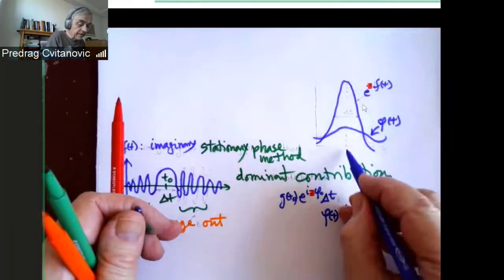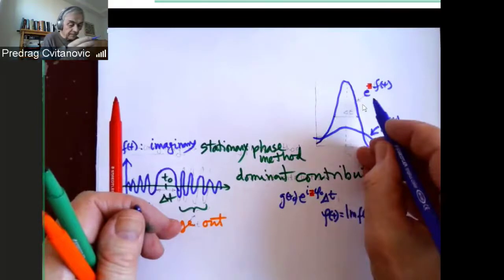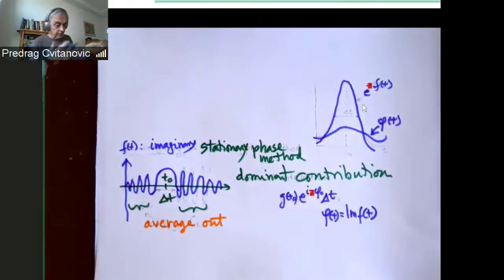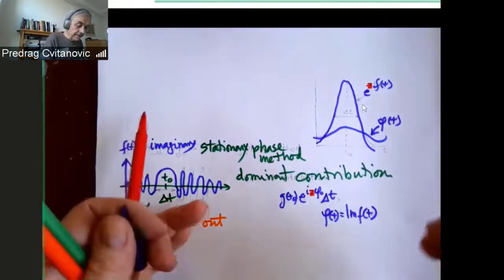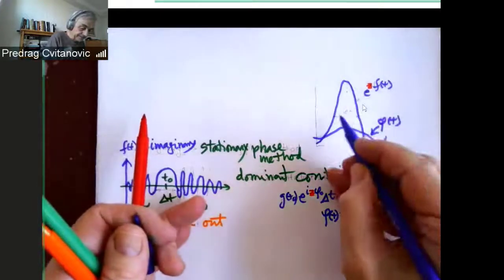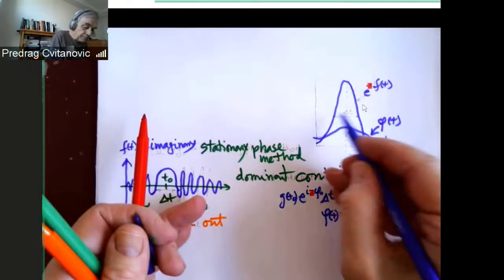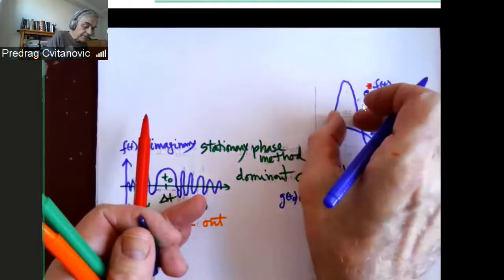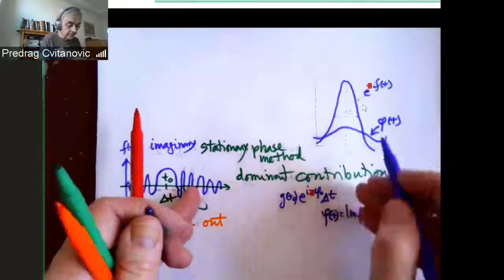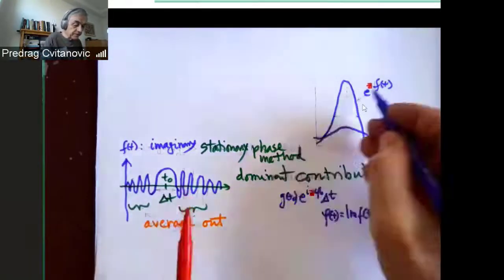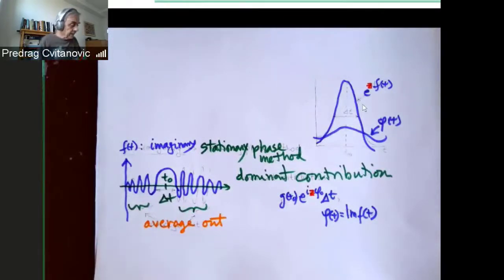If I'm at the maximum of the function, then z multiplying the maximum will always give me 1. But at the moment I move around the maximum, this gets much smaller. This is roughly inversely proportional to the square root of z. So that's how it works if the function is purely imaginary.